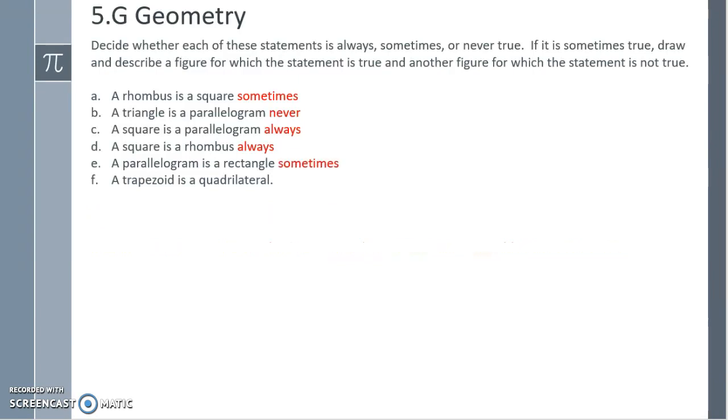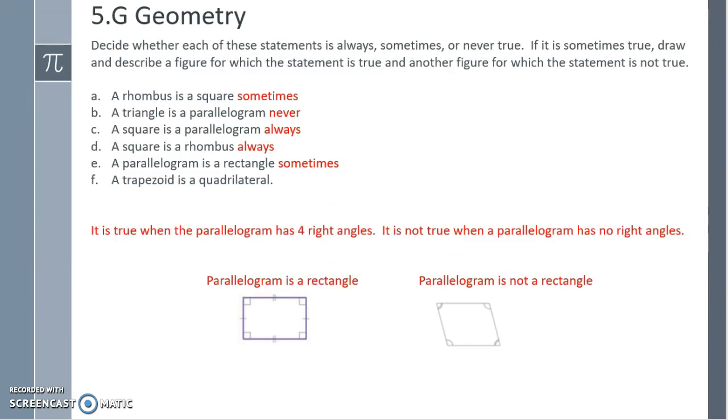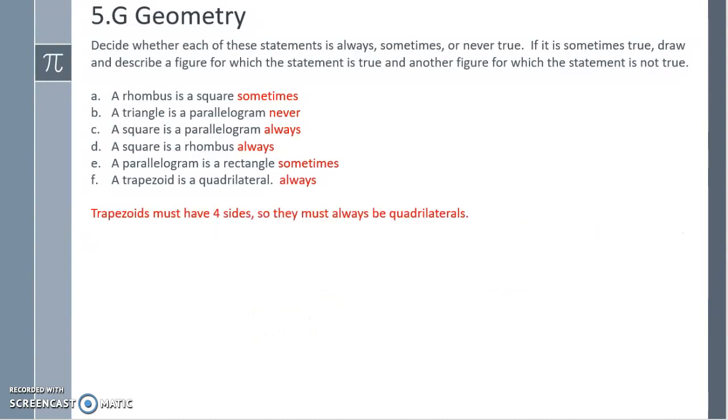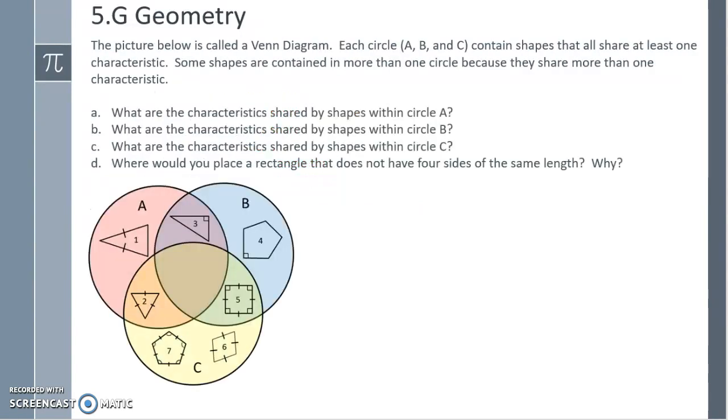A parallelogram is sometimes a rectangle. It is true when the parallelogram has four right angles. It is not true when a parallelogram has no right angles. A rectangle must have four right angles. A trapezoid is a quadrilateral. Always true. Trapezoids must have four sides, and that is the only condition to be a quadrilateral, so they must always be quadrilaterals.